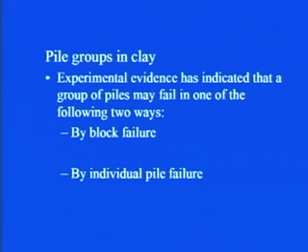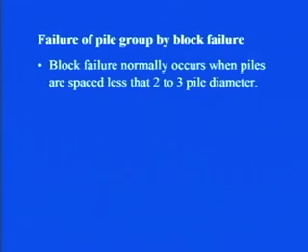Block failure means that when the piles are there in a group, they behave as if they are one pile, that is, one pile of the whole area covered by the different piles. Or the failure can occur due to the failure of any individual pile. Let us see one by one what exactly the mechanism behind this is. First, let us see failure of a pile group by block failure.